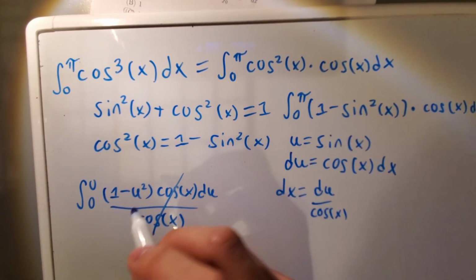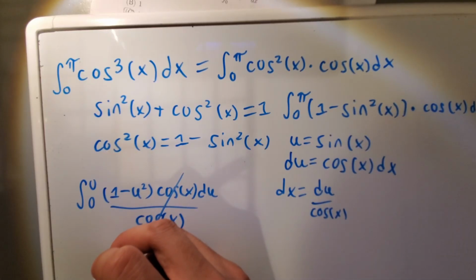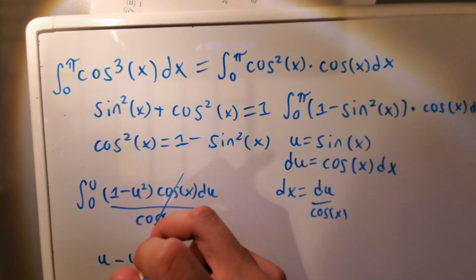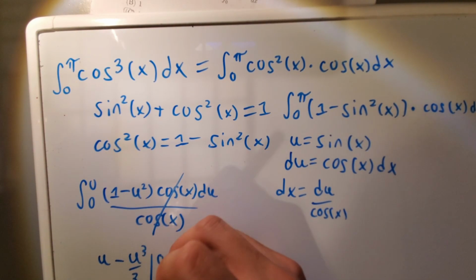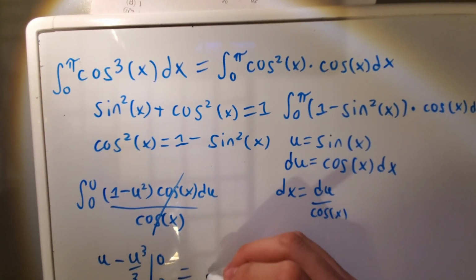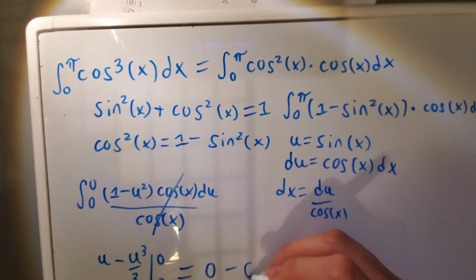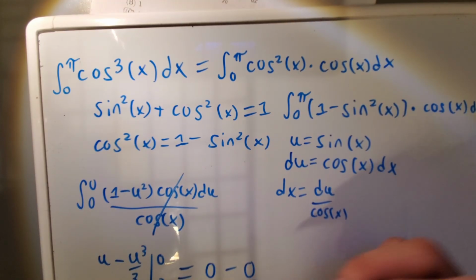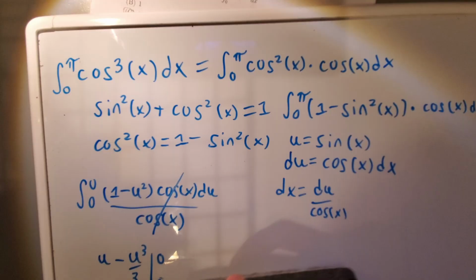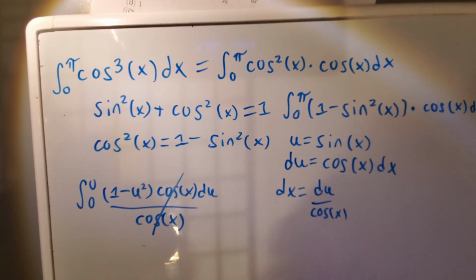If you're not convinced, I'll do the computation anyway, but this will just end up becoming u minus u cubed over 3 evaluated from 0 to 0. And that's just 0 minus 0 over 3 and so on and so forth. That just simplifies down to 0. So this integral is equal to 0. So the answer to this question is going to be E.